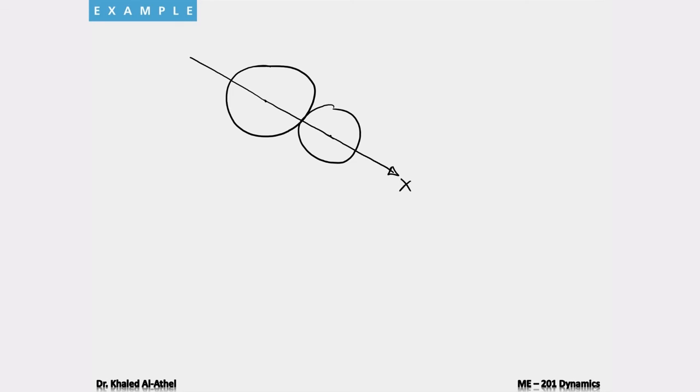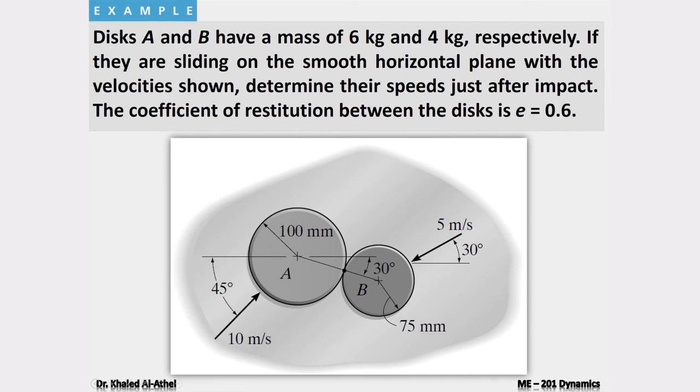So this line, the center of mass, is basically my line of impact, and I'm going to call this my X. And if you remember, perpendicular to it we have the plane of contact, and this is going to be my Y. Now, the initial velocities that are given: for block A, it was 10 meters per second at a 45 degree angle.